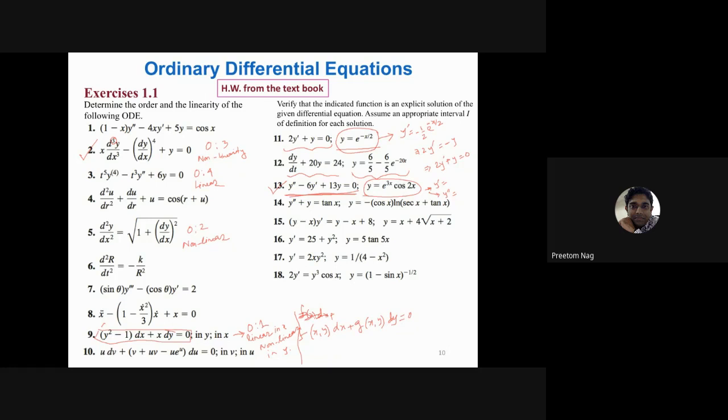Okay, do it soon. It's a simple job. Just do the second order differentiation, and after that put everything in the left hand side of this differential equation. You will be able to get the right hand side as 0.